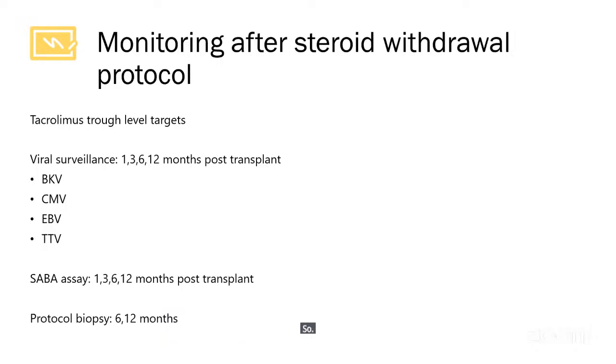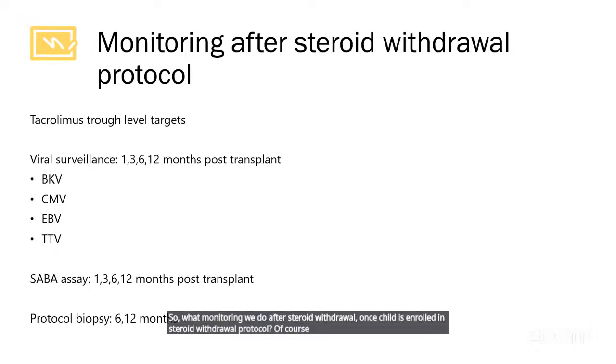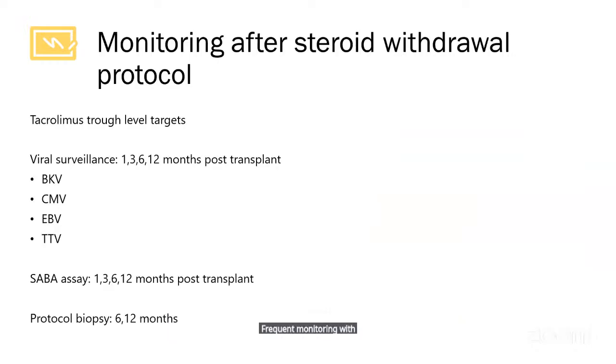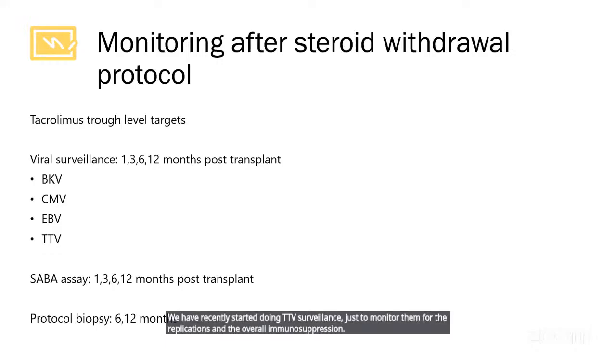What monitoring do we do after steroid withdrawal, once the child is enrolled in the steroid withdrawal protocol? Of course, we target tacrolimus trough levels, and we do somewhat more frequent monitoring. In the initial first month, we target at least 10 of tacrolimus trough levels. We also do viral surveillance for these kids at month 1, 3, 6, and 12 post-transplant. The viruses that we survey are BKV, CMV, and EBV. We have recently started doing TTV surveillance just to monitor replication and their overall immunosuppression status.